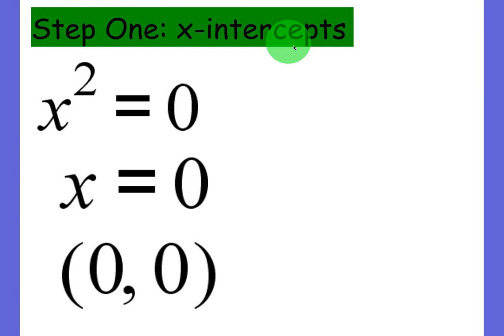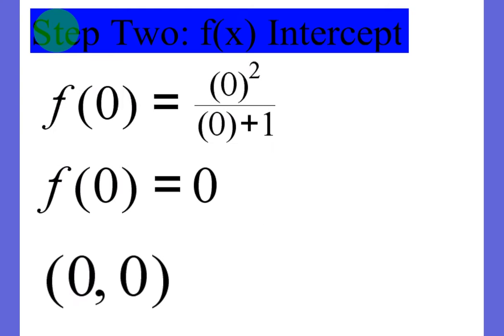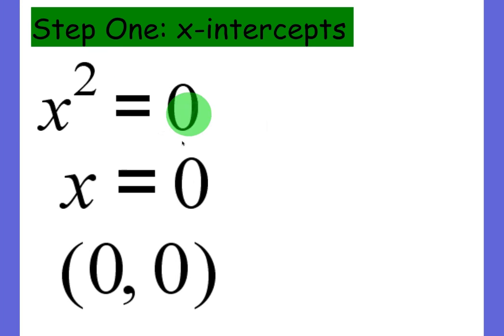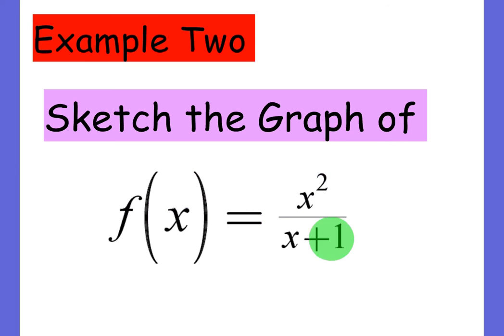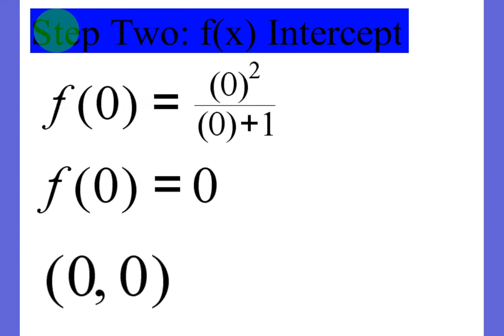First step is to find the x-intercepts. We know for rational functions that's where the top equals 0 and the bottom does not. So we're just going to set x squared equal to 0 and we get x equals 0. If we plug 0 into the bottom we get 1, so we know that's an x-intercept. So we have one at (0, 0). That already tells us what our y-intercept is for step 2. When we plug in 0 for x, we get (0, 0), so it's going to cross through the origin.